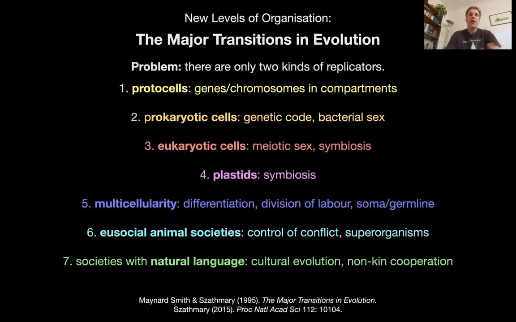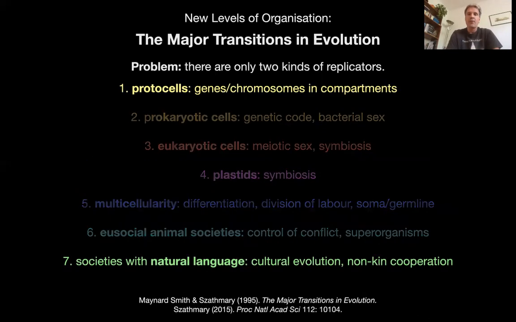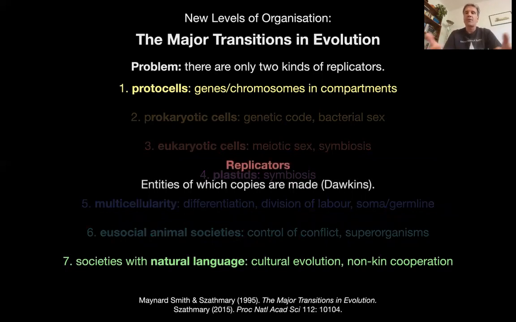If we look at those 7 major transitions, there are not enough different kinds of replicators that we know of to account for so many transitions. In fact, there are only 2 kinds of replicators that we know of. Just remember, a replicator is simply defined as an entity of which copies are made. So it's just a copying process. And the only 2 true replicators that fit this definition are genes. That's why Dawkins suggests to focus entirely on a genetic level in evolution, and memes.